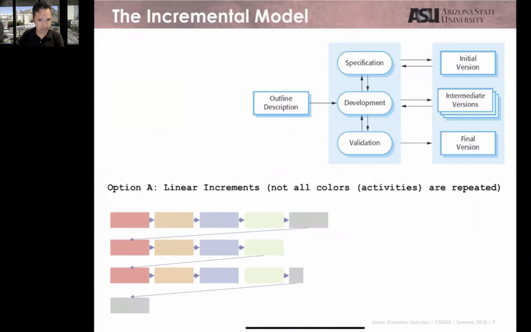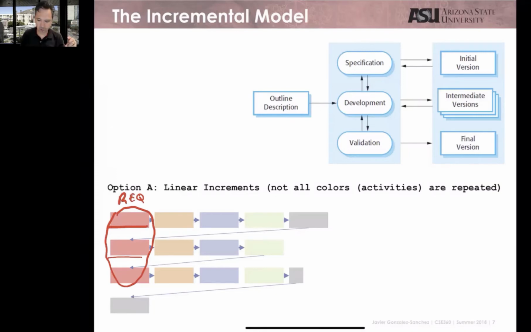We moved forward with the incremental model. The incremental was the first time that we have each of the activities like this one, the requirements. And instead of one block, what we have is this concept of splitting the activity into several chunks.